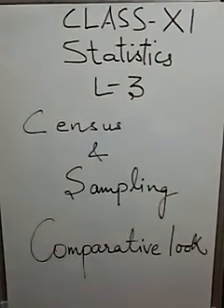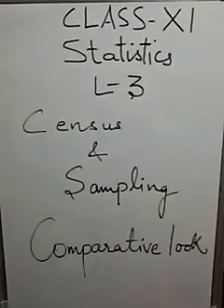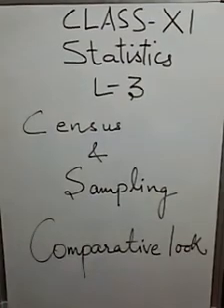So students, this is all about census and sampling, a comparative look, and statistical errors, which are of two types: sampling errors and non-sampling errors. So that's all for today.